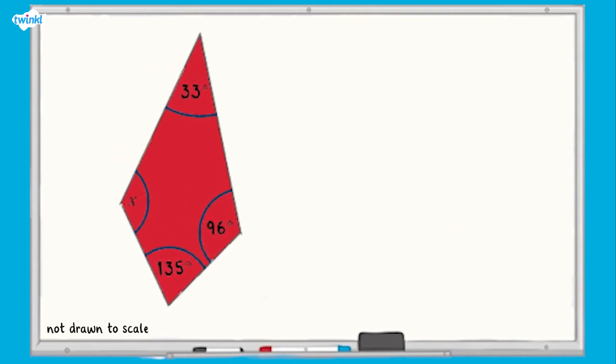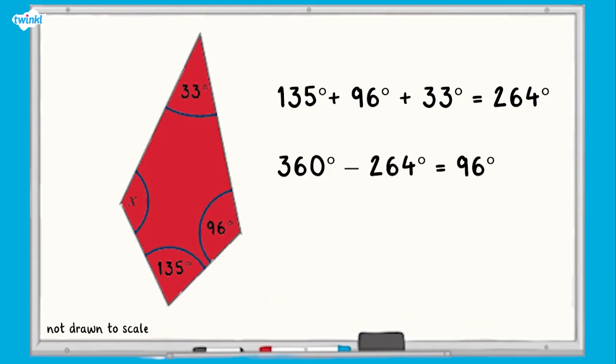To calculate angle X, we need to add together the known angles. 135 degrees add 96 degrees add 33 degrees is equal to 264 degrees. We then need to subtract 264 degrees from 360 degrees, the total interior angles in a quadrilateral. This is equal to 96 degrees. Therefore, angle X is 96 degrees.